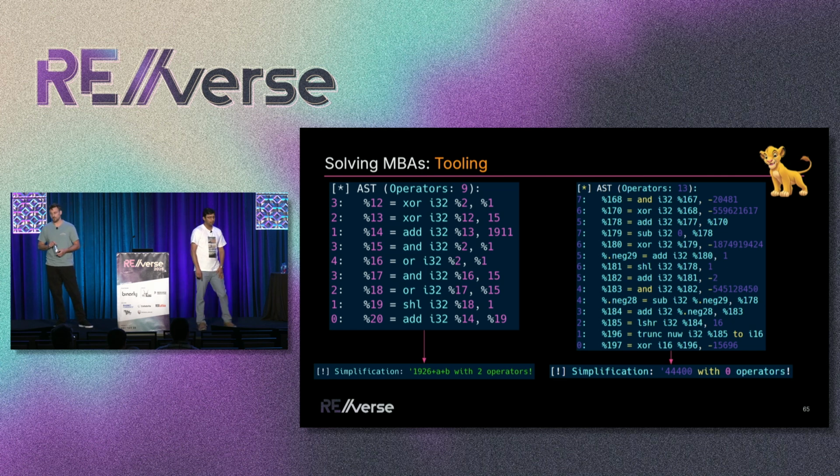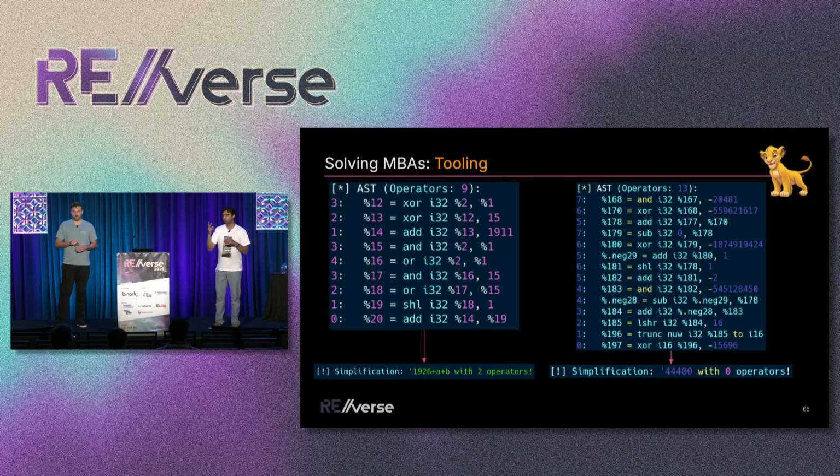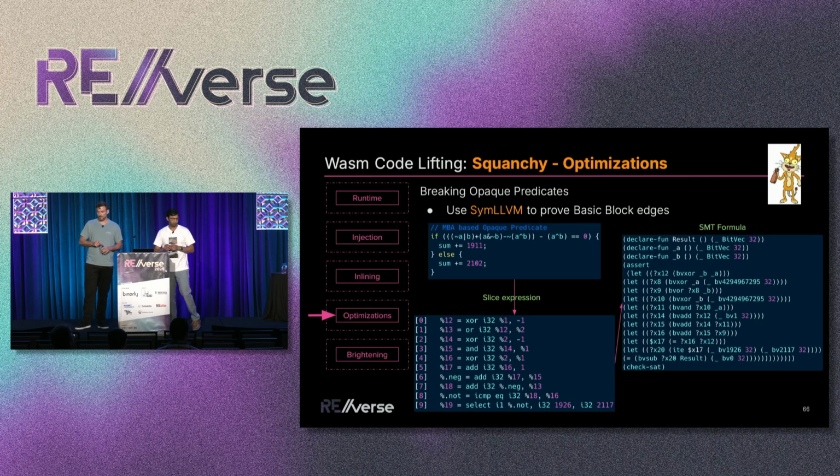Example. We have one example on the left, an LLVM IR representation of one of the MBAs. Once we simplify it, it's a pretty simple expression right at the bottom. The important thing to note is that in the original expression there were 9 operators, but once you simplify it, we are left with only 2 operators. On the right-hand side, there were 13 operators in this MBA, but once you resolve it, it's just a constant. There are no operators, just one constant. If we can do such things in real code, then after that LLVM will take care of the other things.